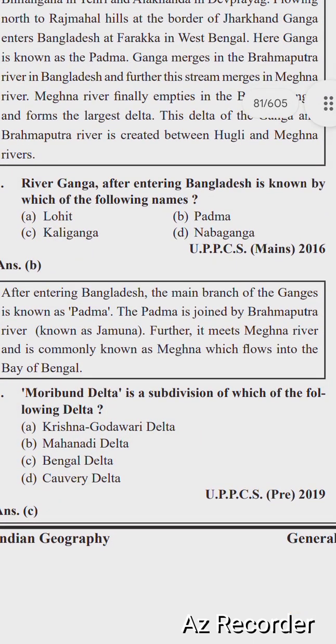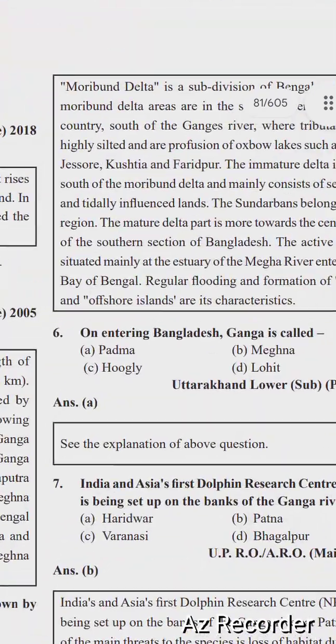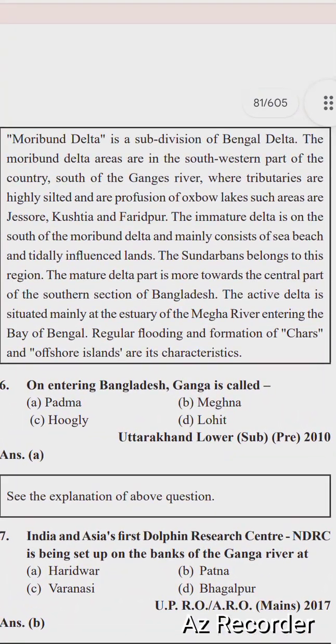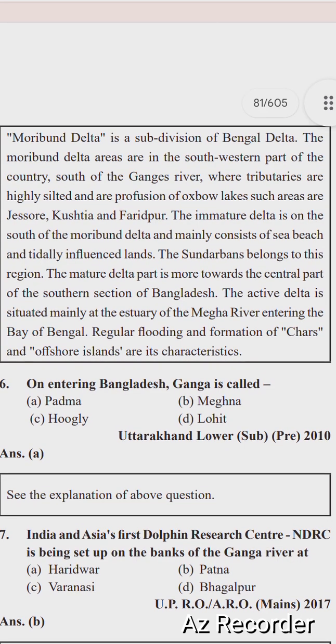Next, Moribund Delta is a subdivision of which of the following deltas? Options are option A Krishna Godavari Delta, option B Mahanadi Delta, option C Bengal Delta, option D Kaveri Delta. Right option is option C, Bengal Delta. Moribund Delta is a subdivision of Bengal Delta.